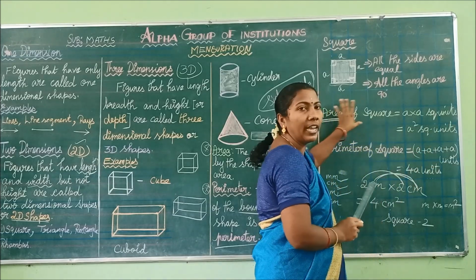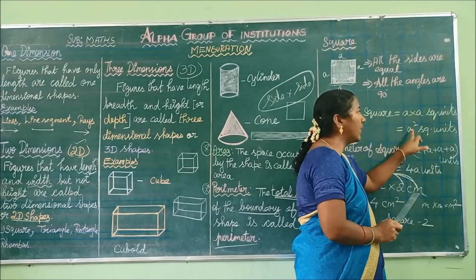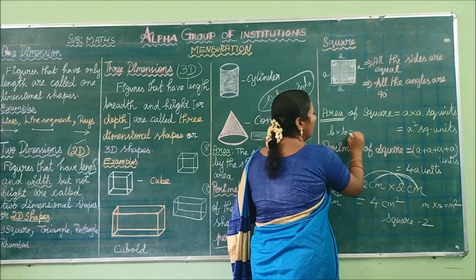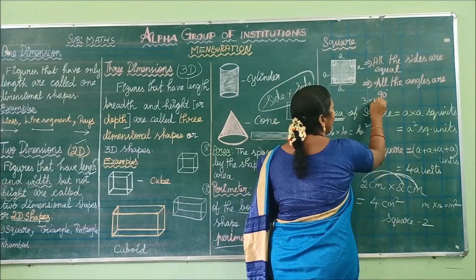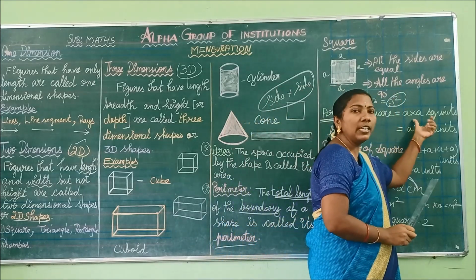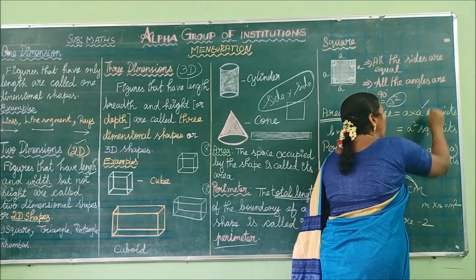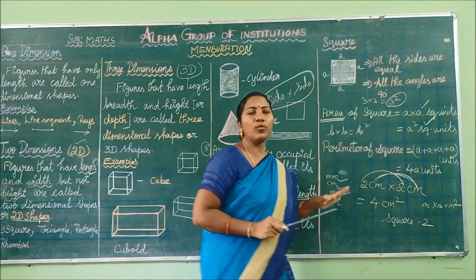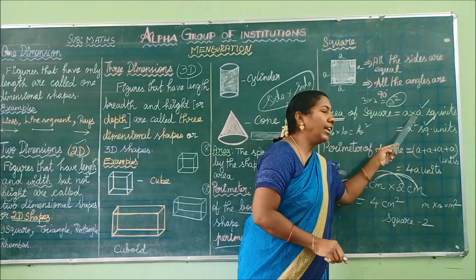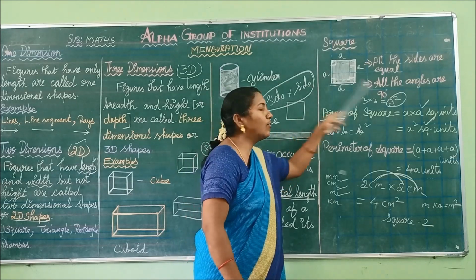So what is the formula for area of a square? a into a square units. Otherwise, a into a can be written as a square square units. If you multiply any variable like this, b into b, b square; 3 into 3, 3 square. We can shortly write it like this. You may also write a into a square units. Both formulas are correct. So the formula for calculating the area of a square is a square square units, or a into a square units, or side into side square units. All the formulas are correct.